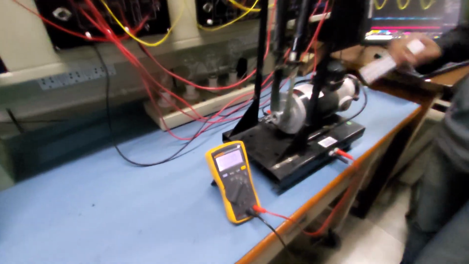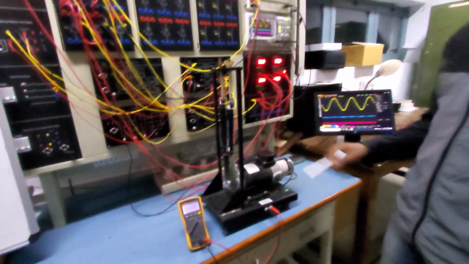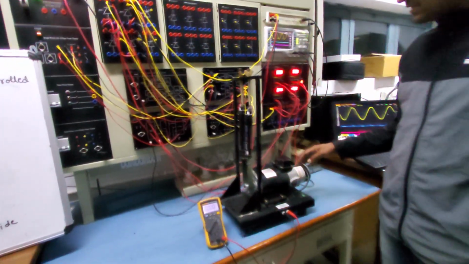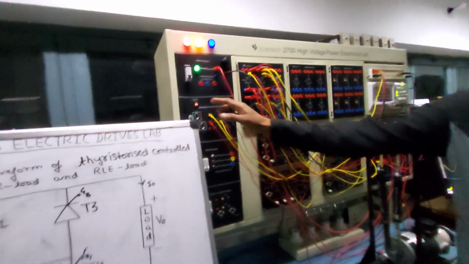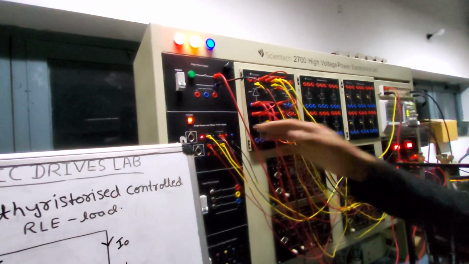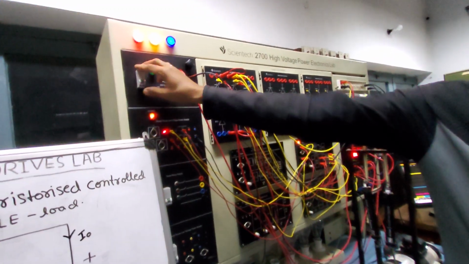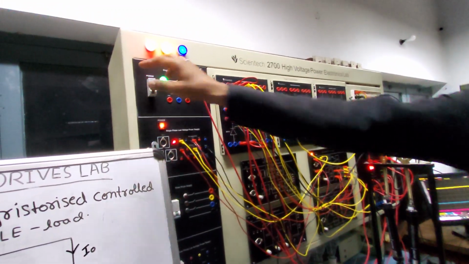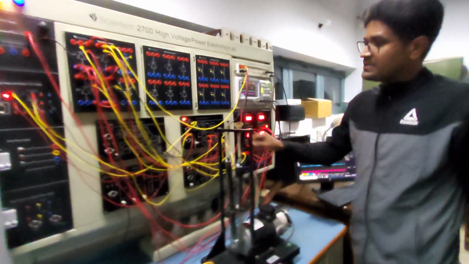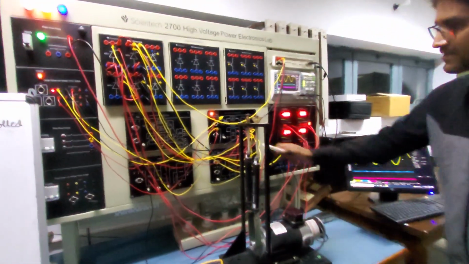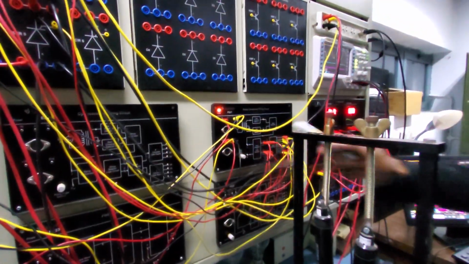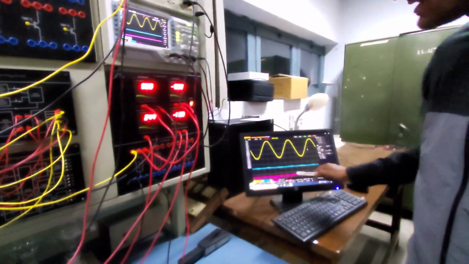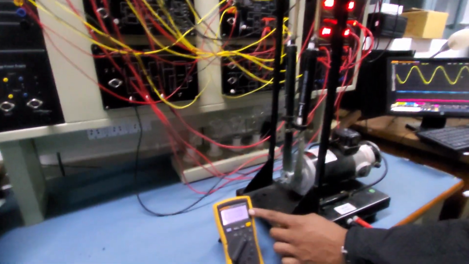So now I connected the load, and everything is connected, including the firing circuit. Now I just apply the gate pulse to the firing circuit. So I just turn on my gate pulse power supply, and I also turn on my input supply. Now the firing or control signal is 0, so we do not get any current or voltage here, and the speed of the motor is also 0.